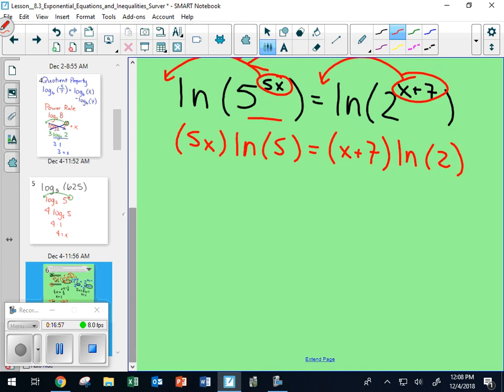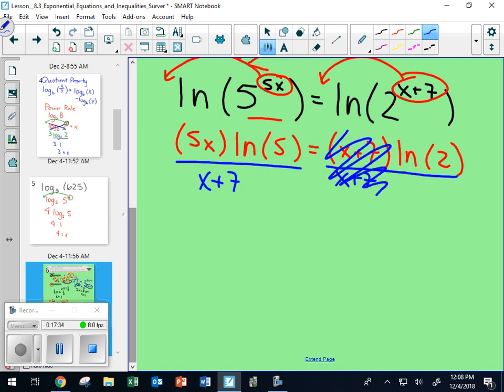If I want to solve for x, what do you think would be a good next step? What specifically would you like to divide? So if we want to get all of our x terms on one side, what would you like to divide first? Because we can divide either of these. I'm just going to divide by this. So I'm dividing by x plus 7 on both sides. And if I divide by x plus 7 on both sides, that gets rid of this here. But I still need x by itself.